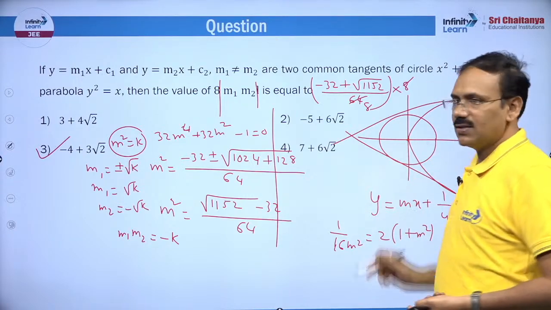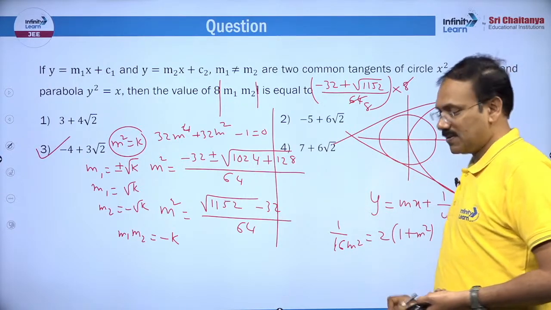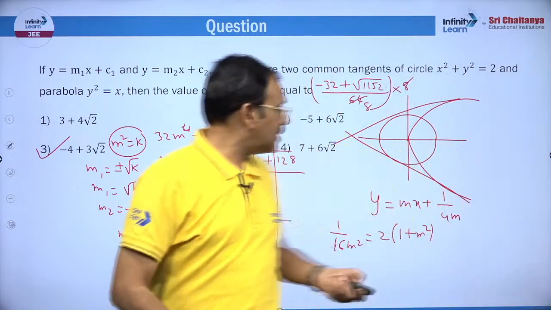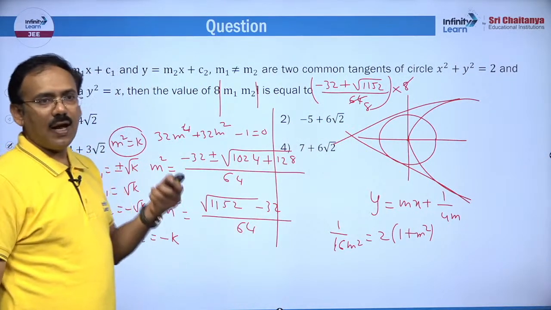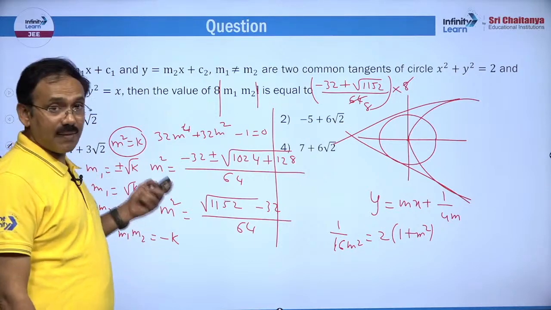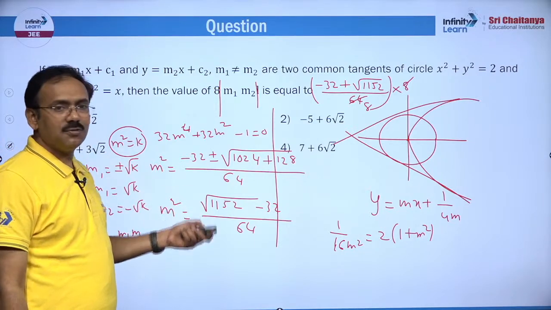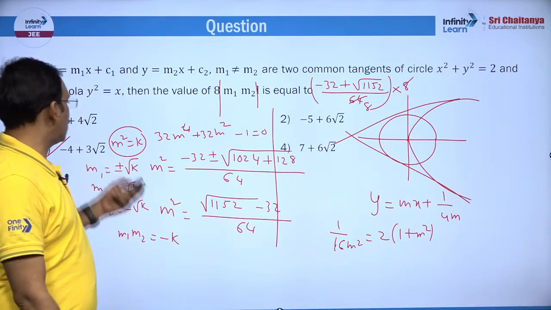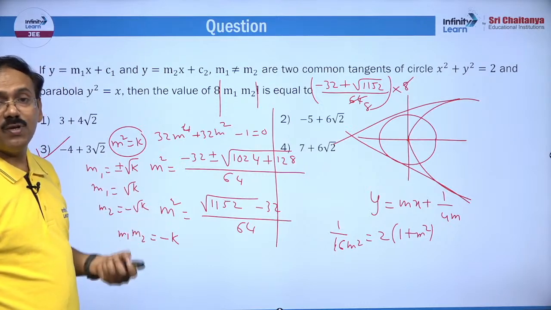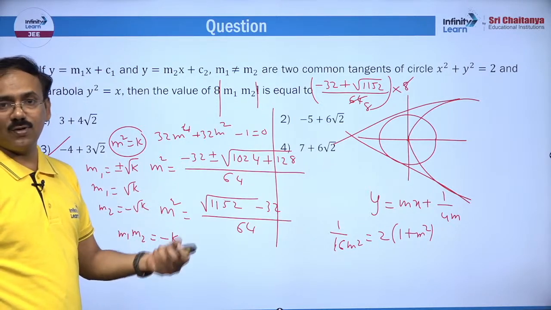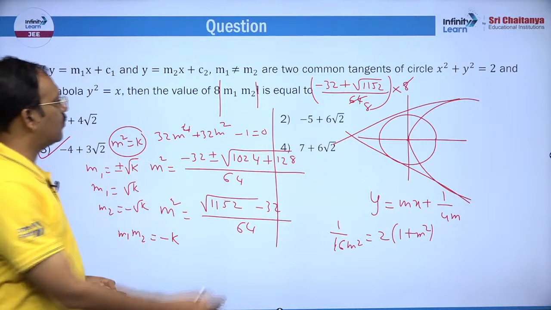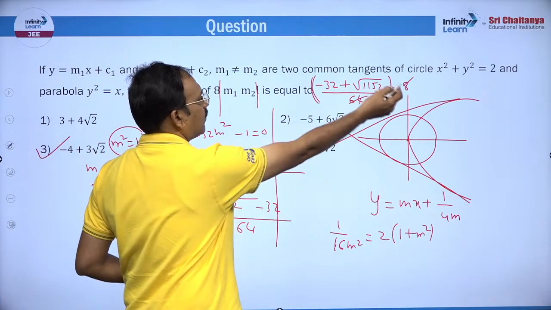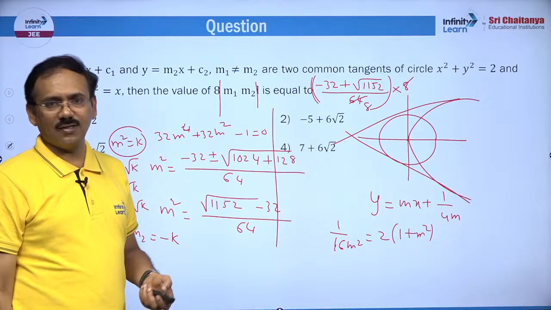You see, I have taken this tangent y is equal to mx plus a by m format, it must be tangent to our circle. I have applied the second condition. I prepared a quadratic equation in m square, discarded the negative, and in positive m square is equal to k. m1 must be root k, m2 must be minus root k, product must be minus k. So this is going to be the product, this is multiplied with 8, you will get the answer.